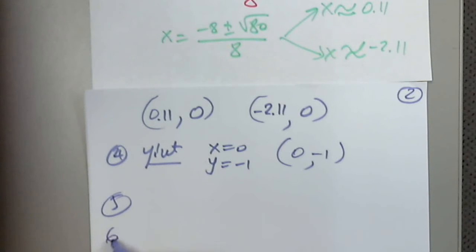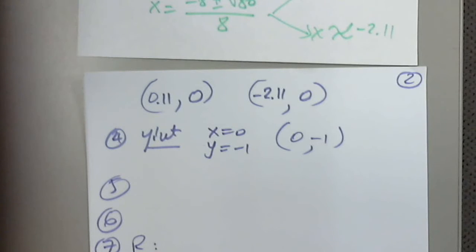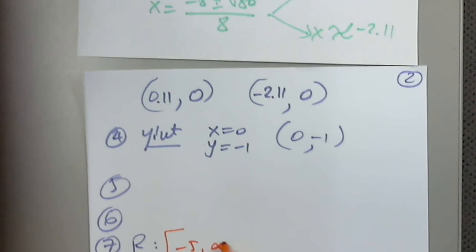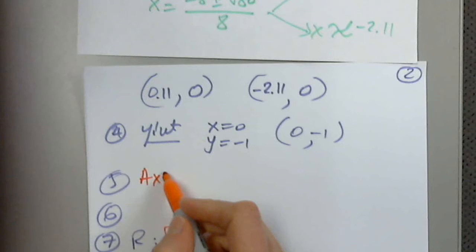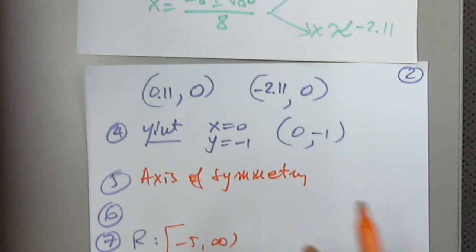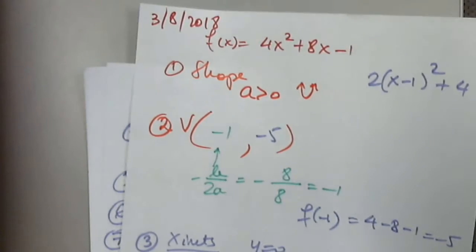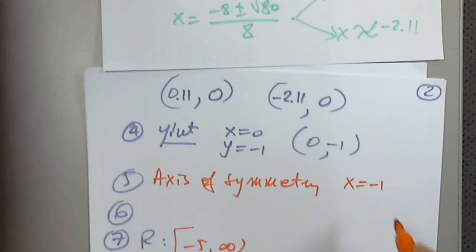If you remember, 5 and 6 are words, and 7 you already gave me. What is number 7? Very good, very good. Thank you. Negative 5 to infinity. So number 5, axis of symmetry. What is the axis of symmetry? Look at the vertex. It has to be an equation. Perfect. X equals negative 1.